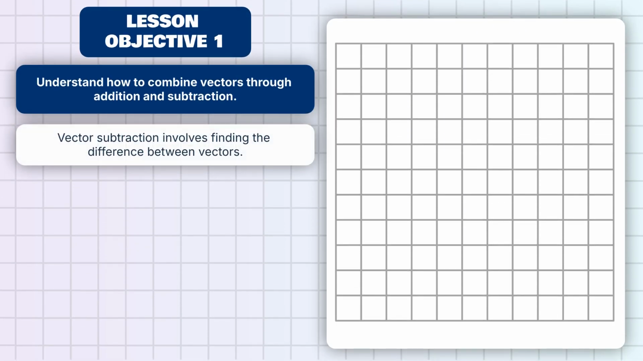Vector subtraction is similar to addition, but involves finding the difference between vectors, which can be visualized as adding the negative of the vector being subtracted. We will once again start with the graphical method.